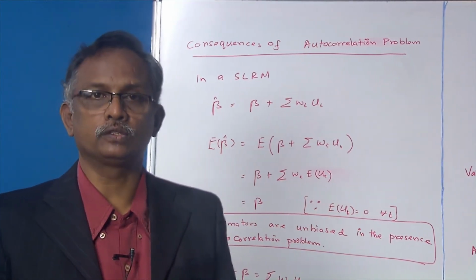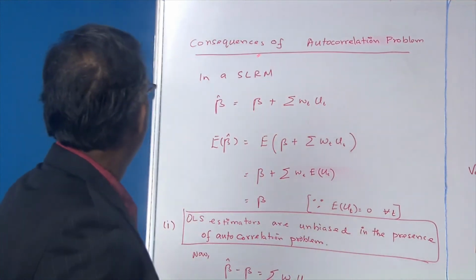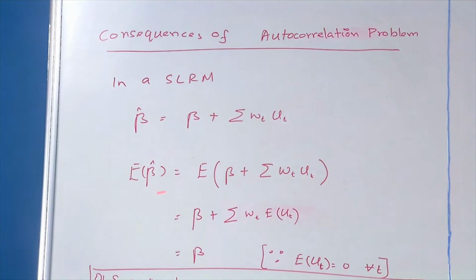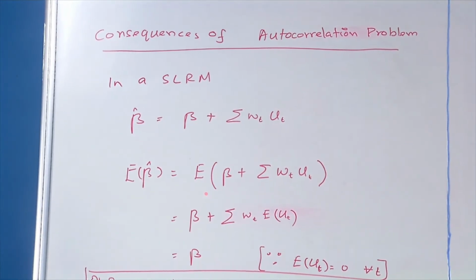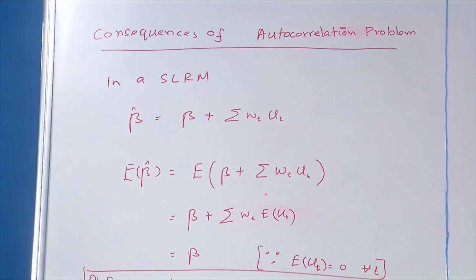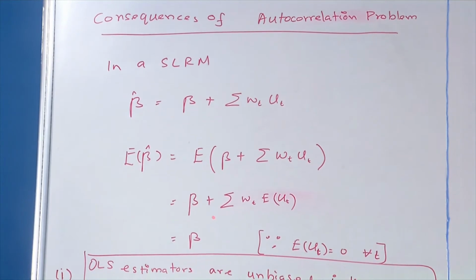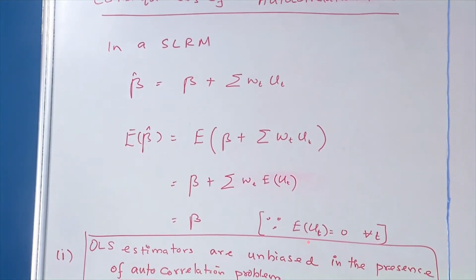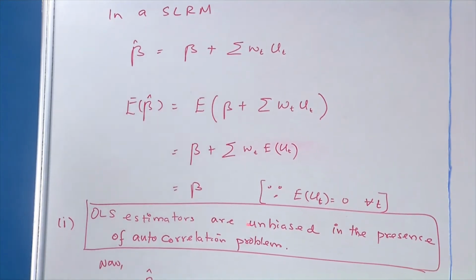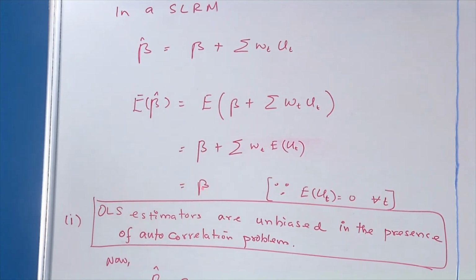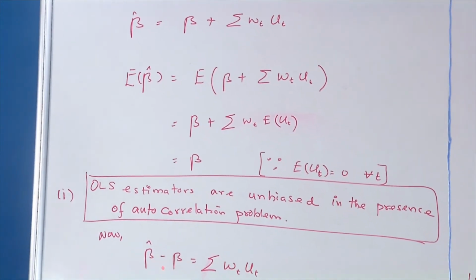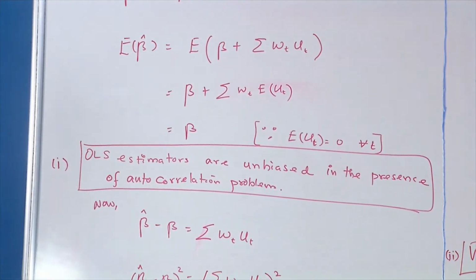Now let us see some of the consequences of the autocorrelation problem. In an SLRM, let us take beta hat is equal to beta plus sigma wt ut, and if we take expectation on both sides, we get expectation of beta hat is equal to expectation of beta plus sigma wt ut. Here only this ut is a stochastic variable, so we may take this expectation only for that particular variable, and this will lead to beta, because expectation of ut is equal to 0 for every t. That is what we saw earlier. So expectation of beta hat is equal to beta, and so OLS estimators are unbiased in the presence of the autocorrelation problem.